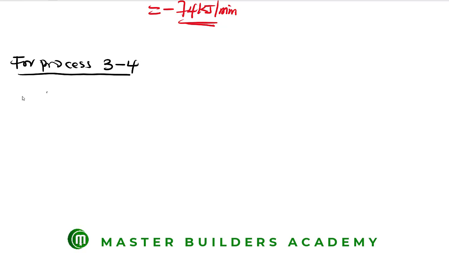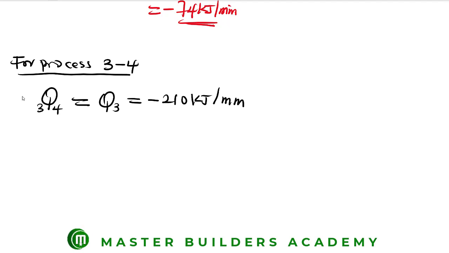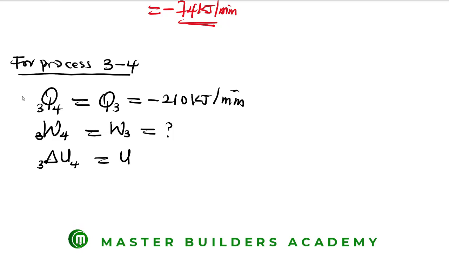Process 3 to 4. In this process, as we can see from the question, Q3 to 4 is equal to Q3, and Q3 is given as negative 210 kilojoule per minute. And then again, work done between 3 to 4 is the same thing as W3, and this is unknown. The change in internal energy between 3 to 4 is U3, and this is unknown.